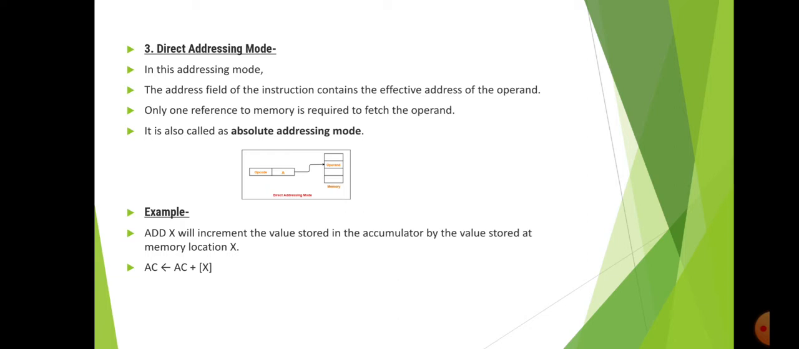Next, direct addressing mode. In this addressing mode, the address field of the instruction contains the effective address of the operand. Only one reference to the memory is required to fetch the operand. Example: add X will increment the value stored in the accumulator by the value stored at memory location X.